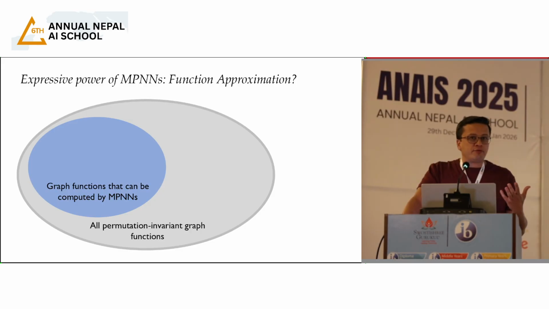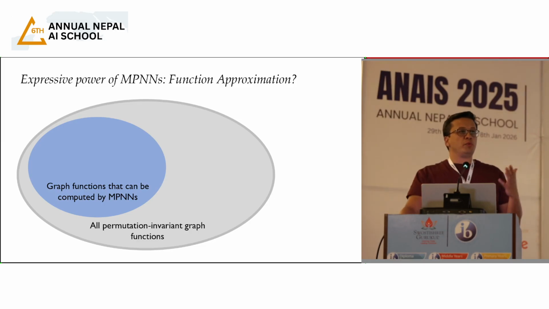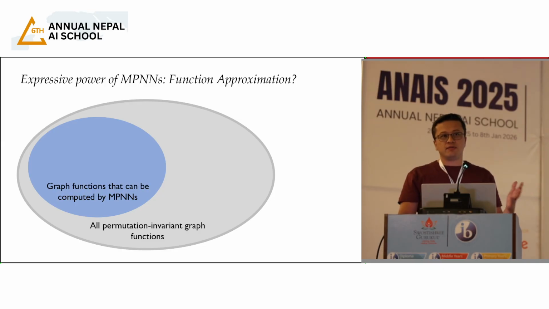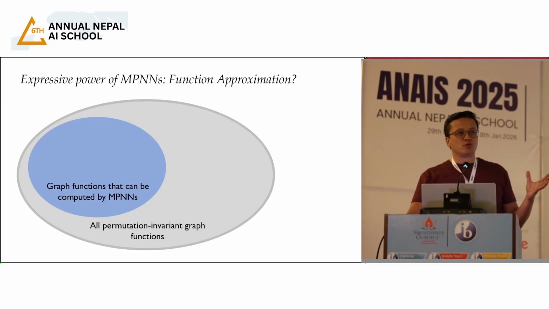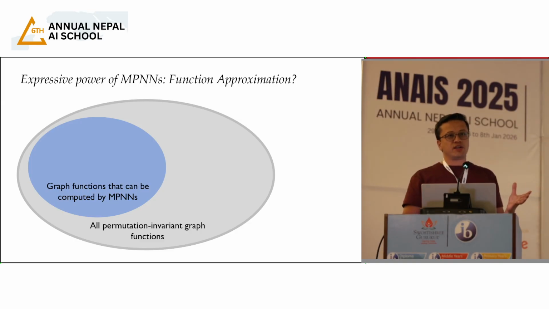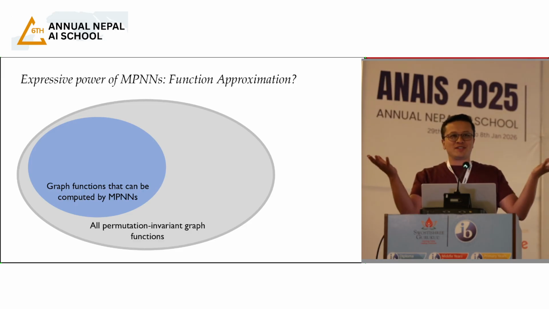So what does it imply for message passing neural networks? Well, one direction should be obvious. When we cannot distinguish two graphs, even though they are non-isomorphic, then we cannot represent functions accurately on those graphs, right? Imagine you would like to do graph classification, and graph classification requires you to be able to tell apart non-isomorphic graphs.